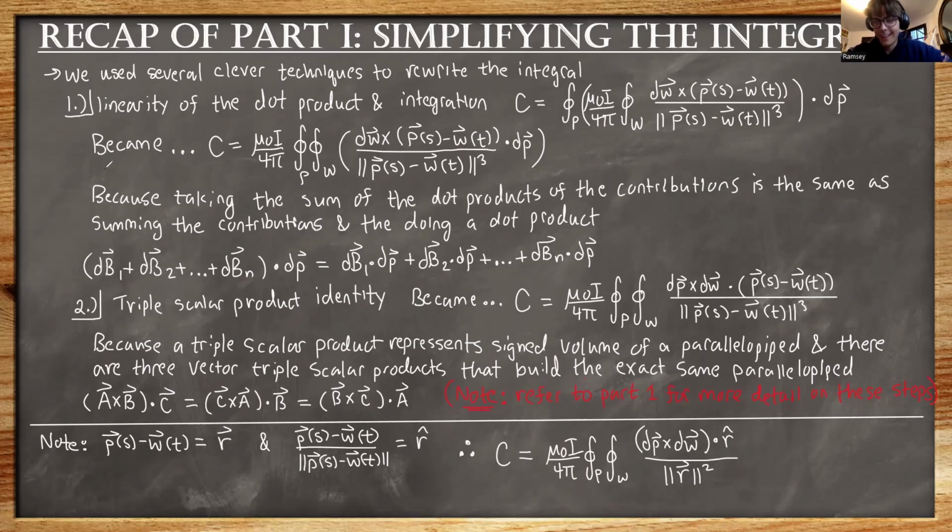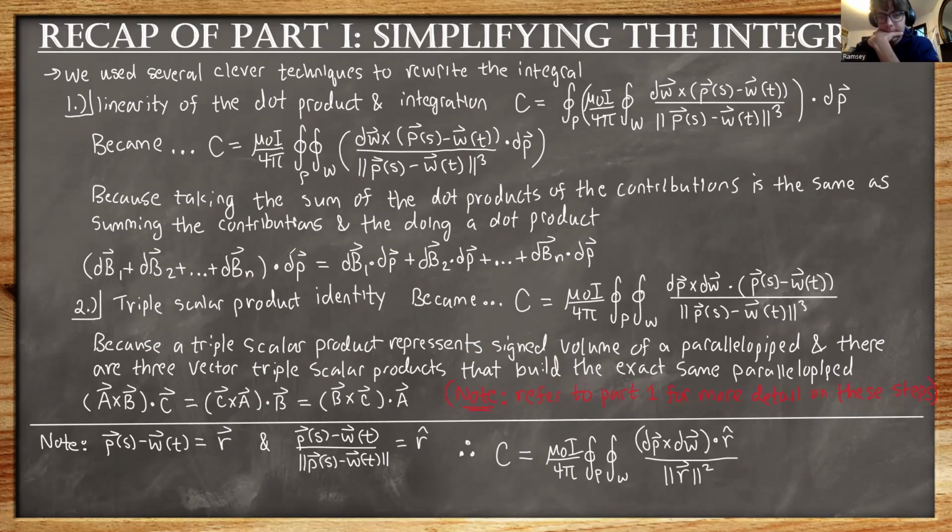So we had a couple of steps to make it look nicer. We used linearity of the dot product and integration. Whenever we're in calculus, we ask what can I do with this integral? Well, I could pull out the constants. Integration is linear, so we pull out the constants. And then we also discussed that the dot product is a linear operation.